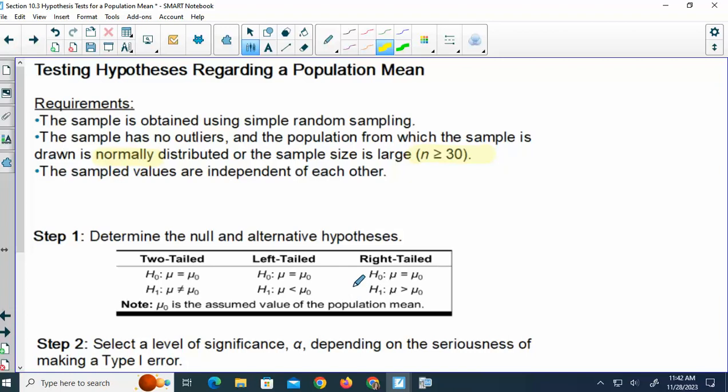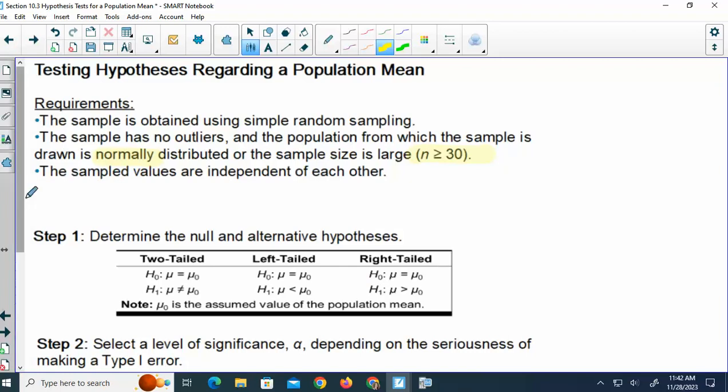Before, in the previous chapter, we had criteria for P and we had criteria for X bar. And anytime we talked about X bar, we either had to say it was normal or that our sample was bigger than 30. So that's really the only criteria I'm going to ask you to verify. Most of the problems aren't going to give you enough information to know if it was a true simple random sample, and they're all independent. So we're kind of assuming that part.